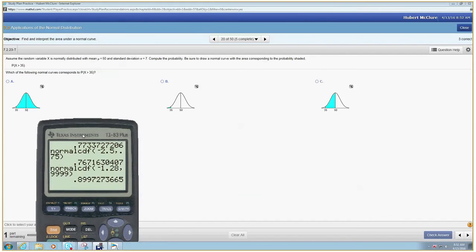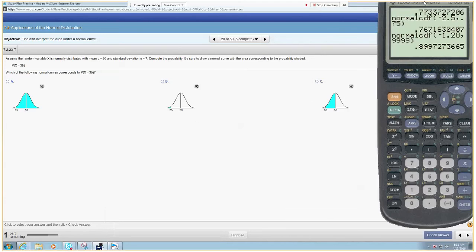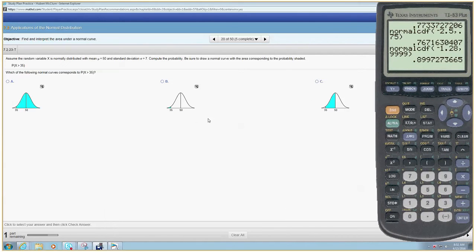All right, let's see what this one says. Same type. It says, assume mean is 50 and standard deviation is 7. Find the probability of a test score being above 35. 50 and 7, score being above 35.